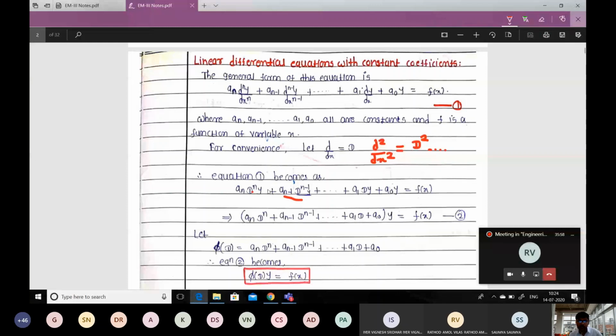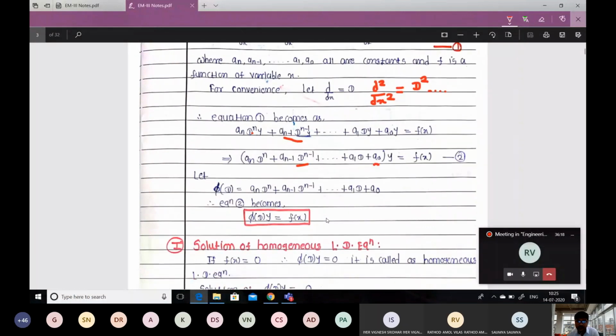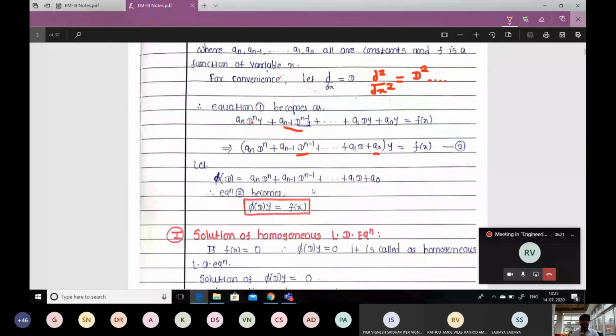Now we can take y common. So we are left with an D to the power n plus an minus 1 D to the power n minus 1, and so on up to a naught, times y, is equal to f of x. Now the term inside this bracket looks like a polynomial, but a polynomial in terms of D, not in terms of x. So obviously there is a relation between a polynomial and its roots. In the case of a differential equation, we are going to find roots to get the solution. So to get a short notation for the differential equation, I'm putting phi of D equal to the term which is inside this bracket.